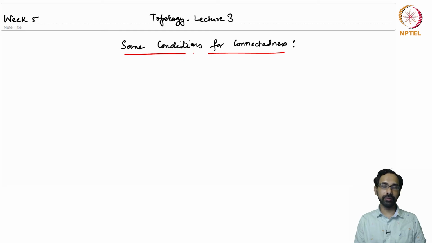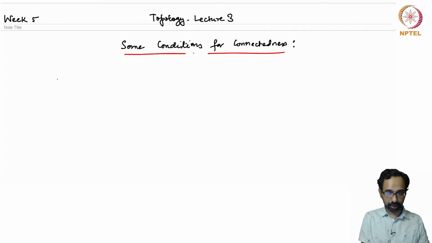In the last lecture, we have seen the definition of connectedness. We have also seen some examples of connected spaces and spaces which are not connected. And in this lecture today, we will see some general conditions for a space to be connected. So this is for arbitrary topological spaces. And the first result in this direction is given by the following theorem.